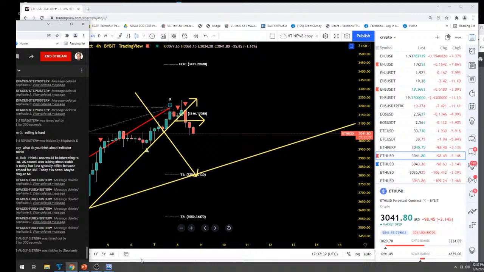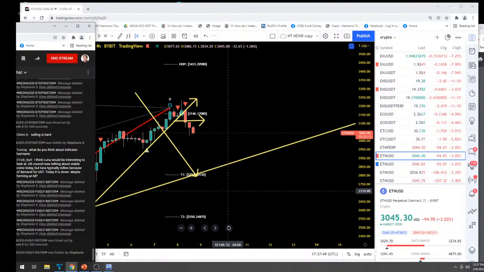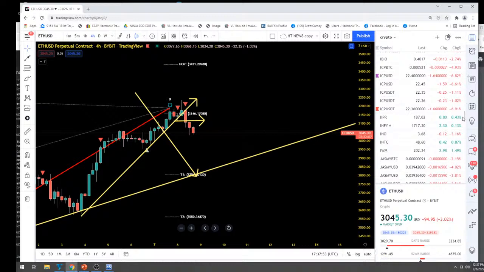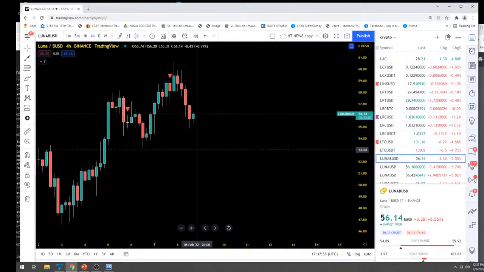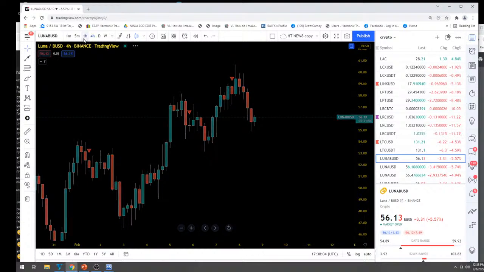Someone's asking about Luna. You think Luna would be interesting because it typically rallies. Well, Luna was something we talked about as a reaction move, much like a lot of the recent ones that bounced. We're just looking for a move off of that 50 level.